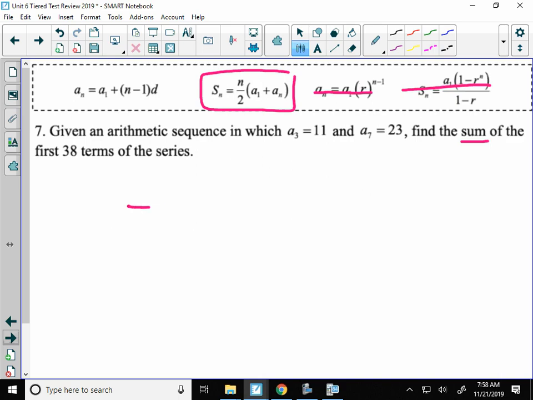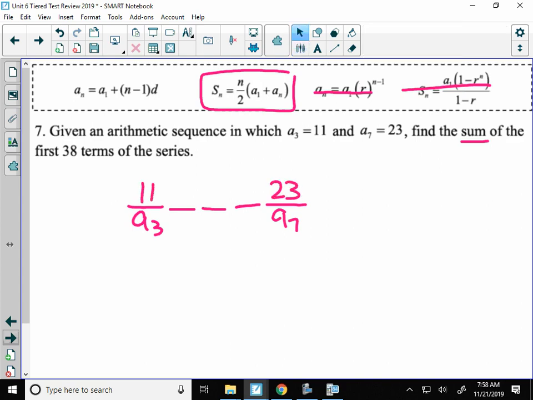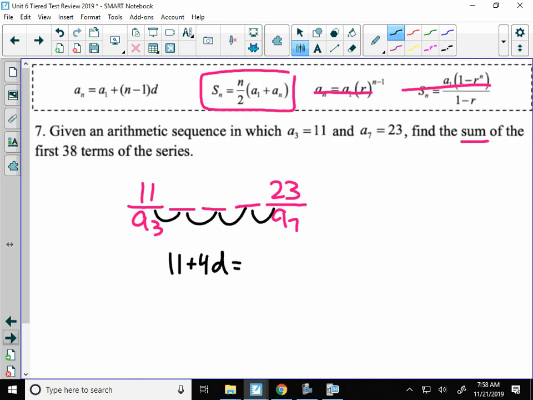So let's start with, here's a sub 3, 4, 5, 6, a sub 7. So I have 11 here and 23. Now we have found common differences like this multiple times. If I start at 11, I'm adding d 1, 2, 3, 4 d's to get to 23. I'll simplify by subtracting 11, which is 4d equals 12. So d equals 3.